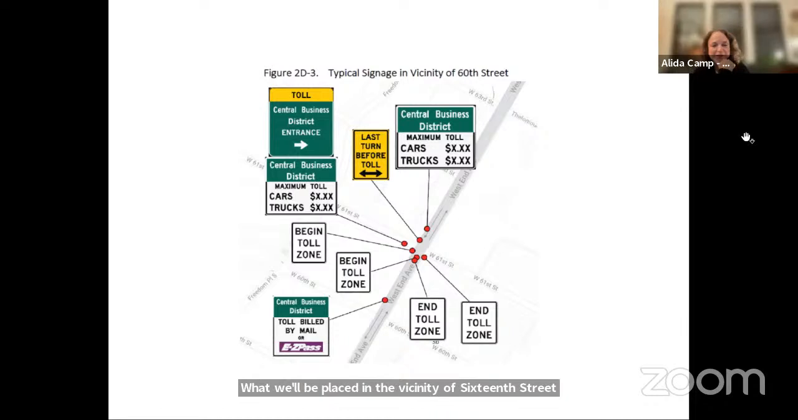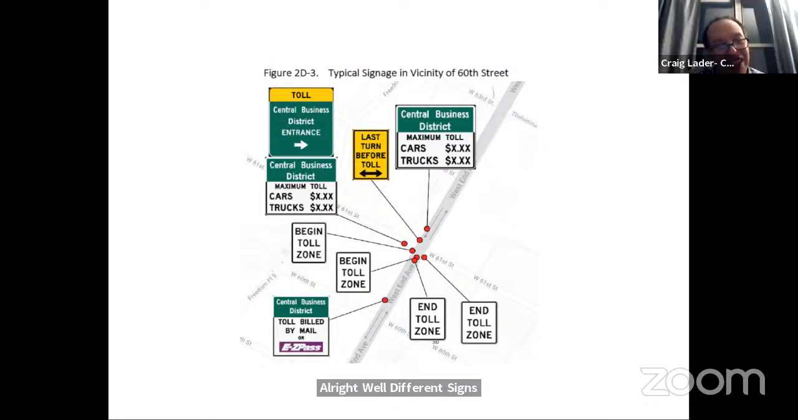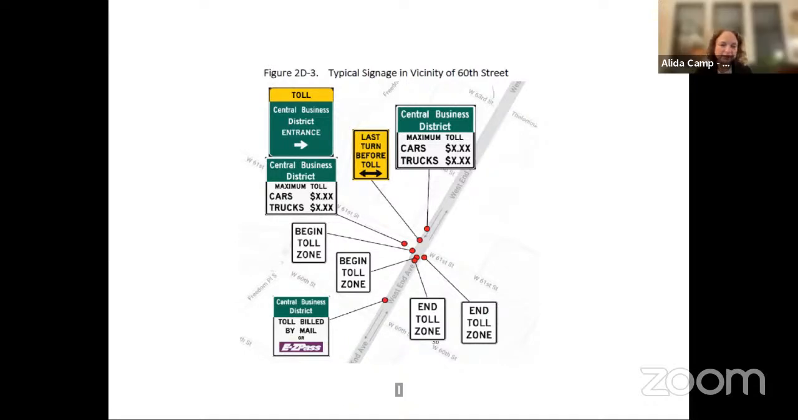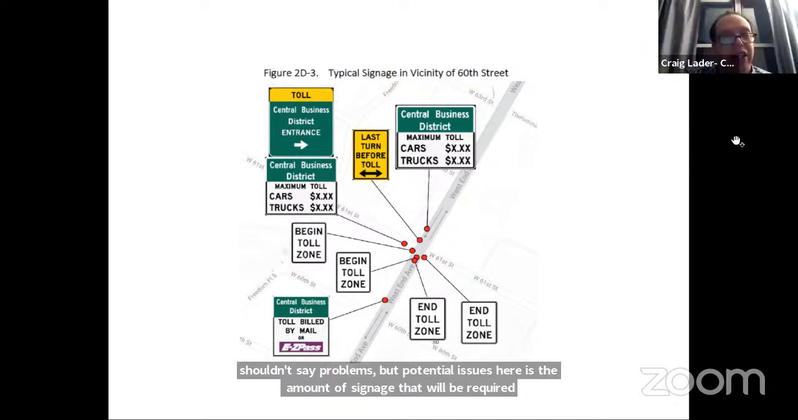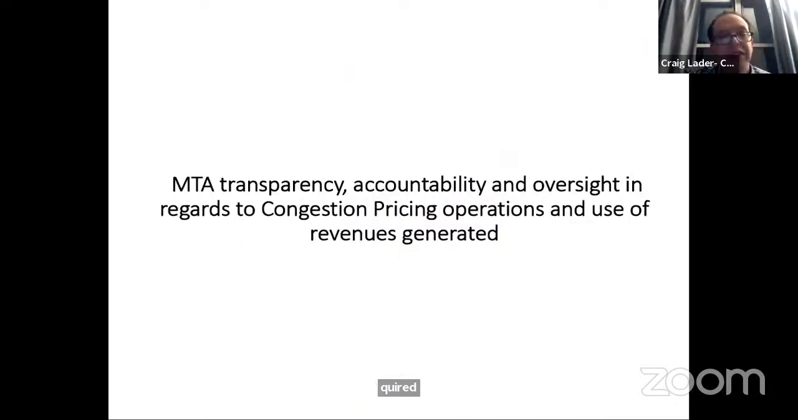Well, that's certainly a lot of signs. Well, different signs in different locations. I know. Yeah. More visual clutter, and maybe that's the least of the problems, or I shouldn't say problems, but potential issues here, is the amount of signage that will be required. All right, and next slide, please.